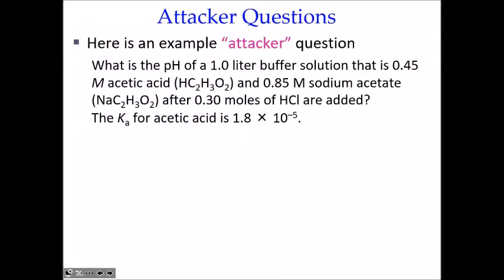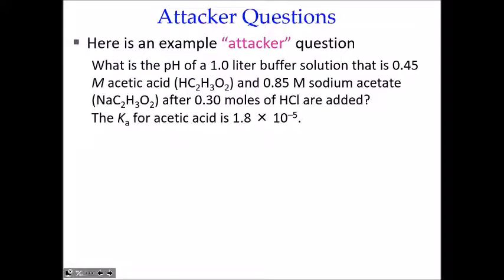Almost done here. Let's take a look at the attacker type questions. What is the pH of a 1 liter buffer solution that is 0.45 molar acetic acid and 0.85 molar sodium acetate after 0.3 moles of HCl are added? So, attacker question. Really just similar to what we've already done.